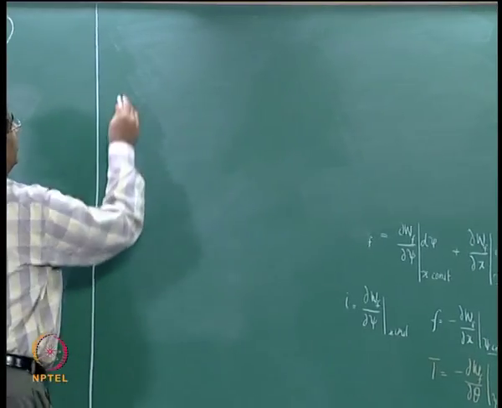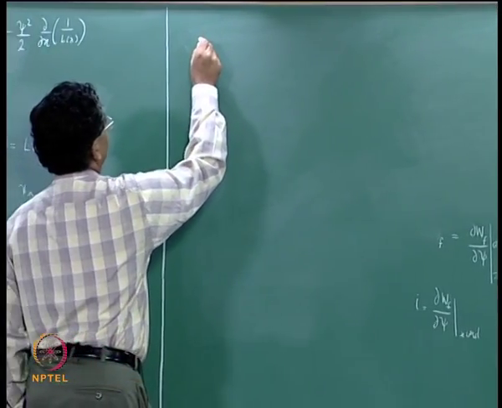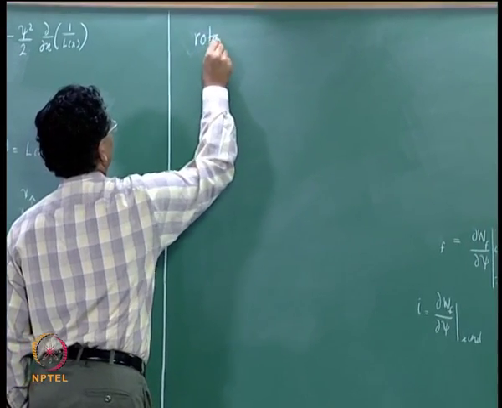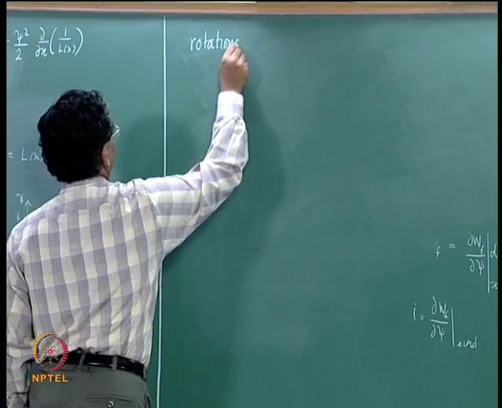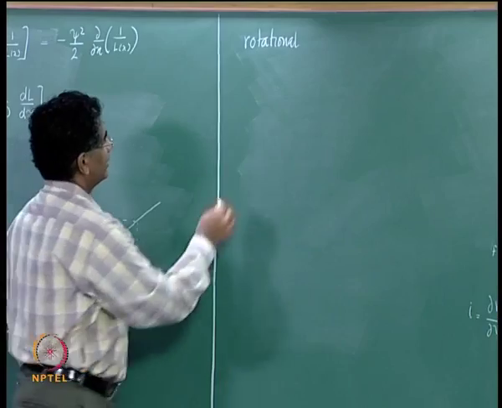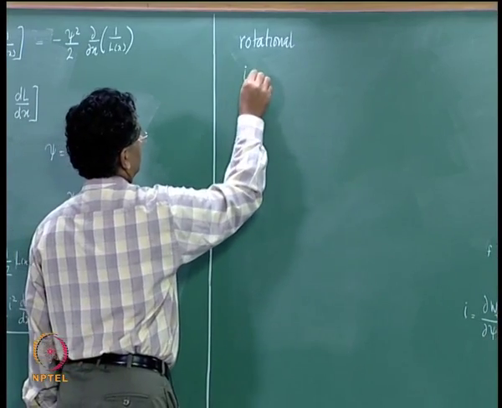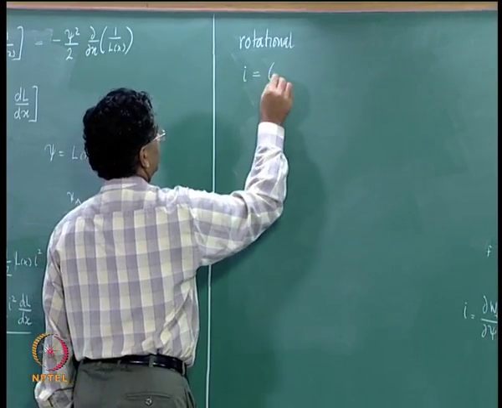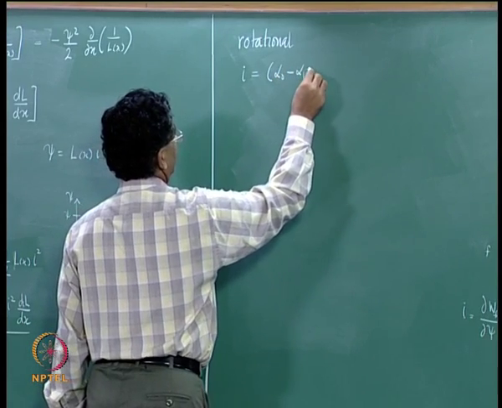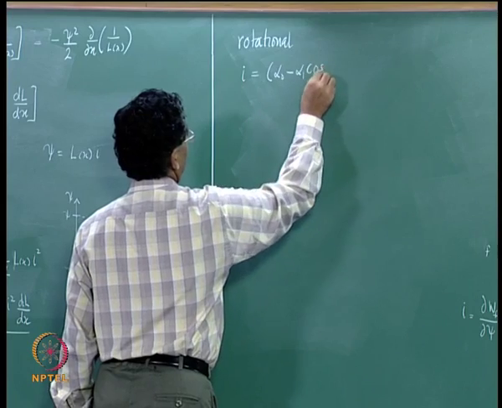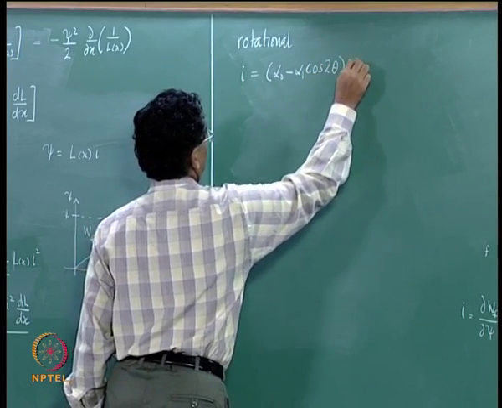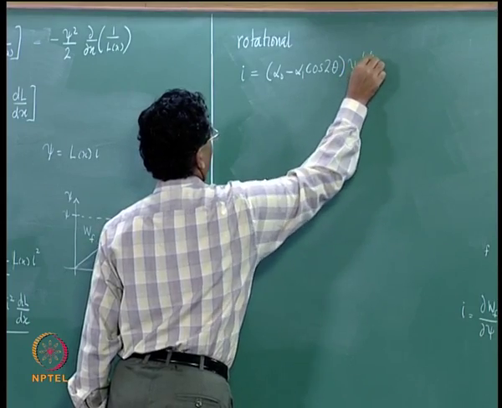Let us say that we have a rotational system, where the relationship between I and psi is described in this manner: alpha naught minus alpha 1 cos of 2 times theta, multiplied by psi to the power of 1.6.